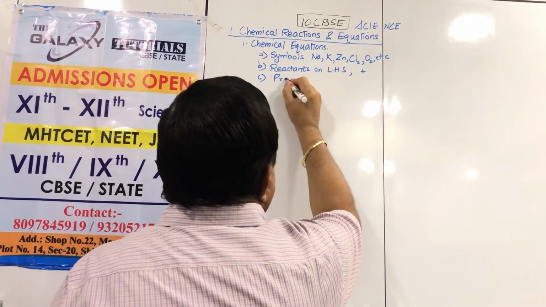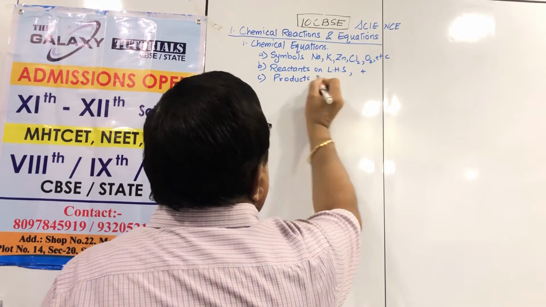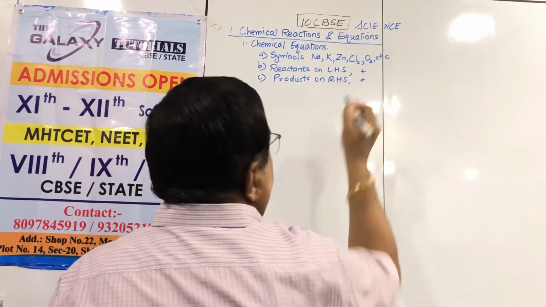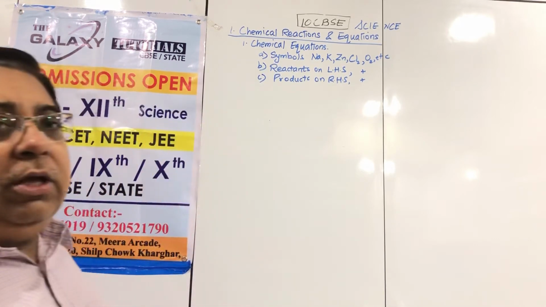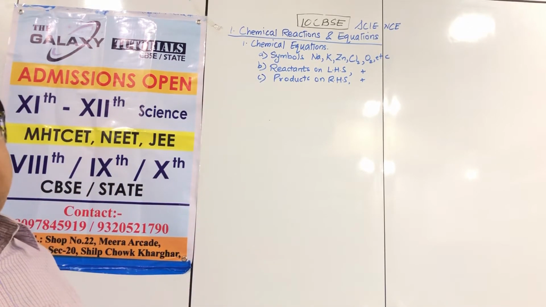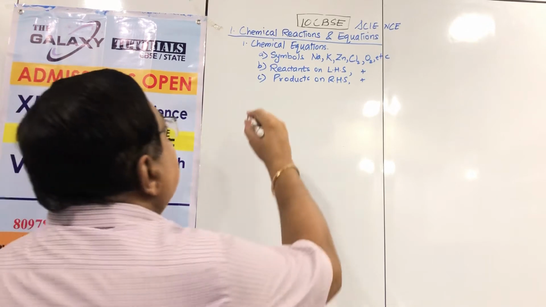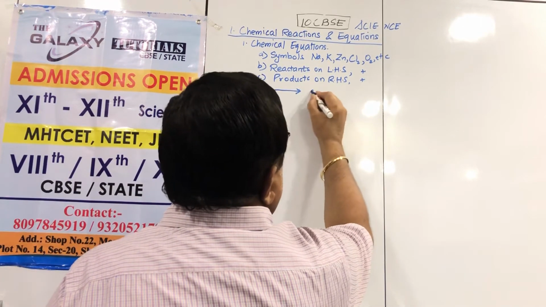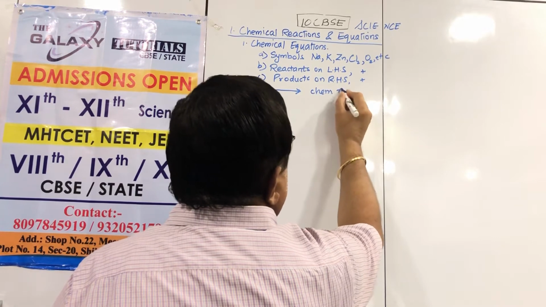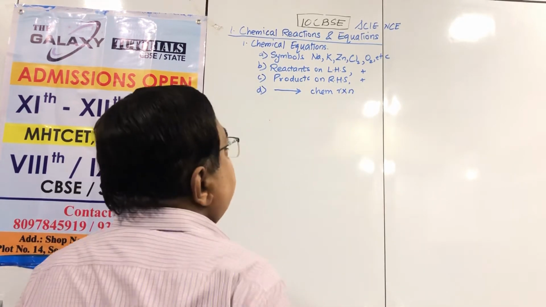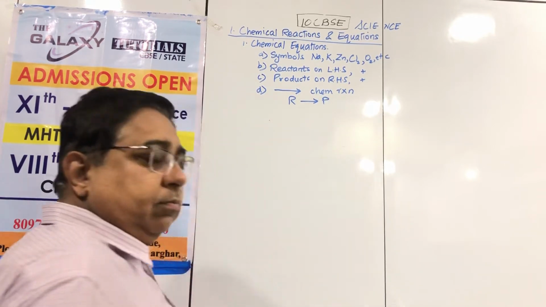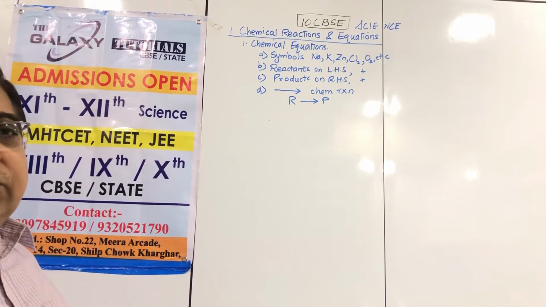Third, products are written on the right hand side. There can also be many products, and they will be shown with the addition sign separated. Fourth, we draw an arrow to show the chemical reaction. So I have reactants, arrow, products. It shows the direction, what we started with and what became.